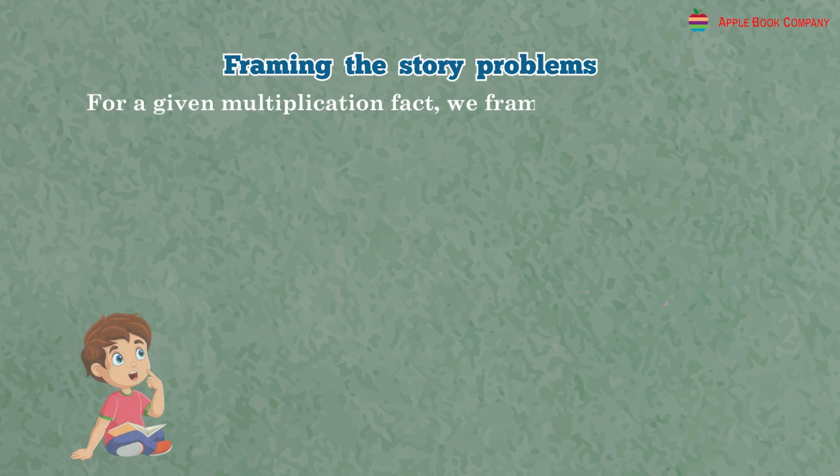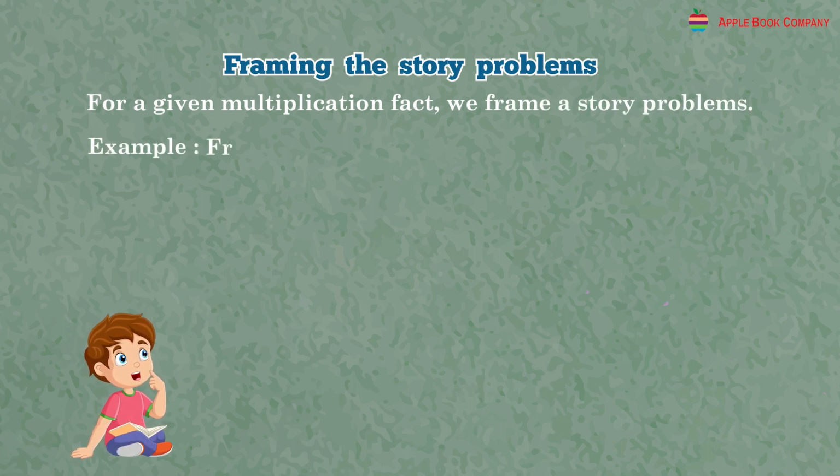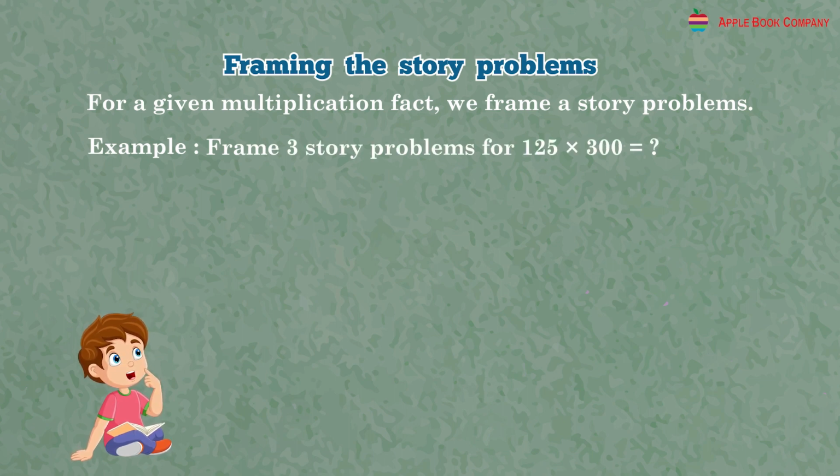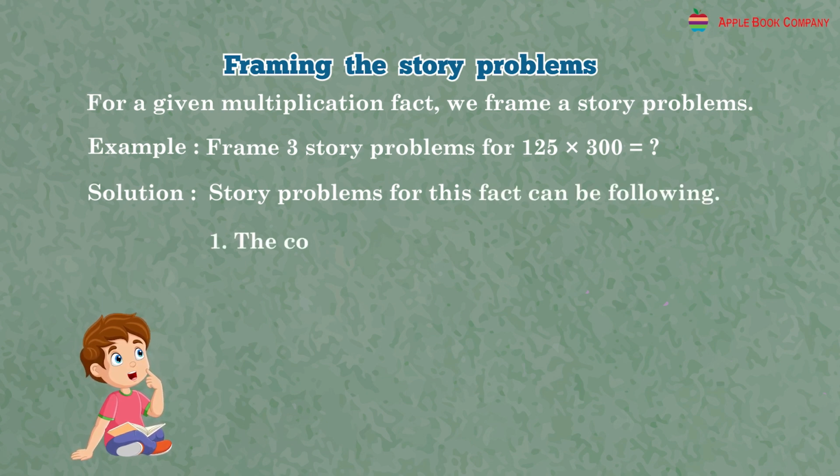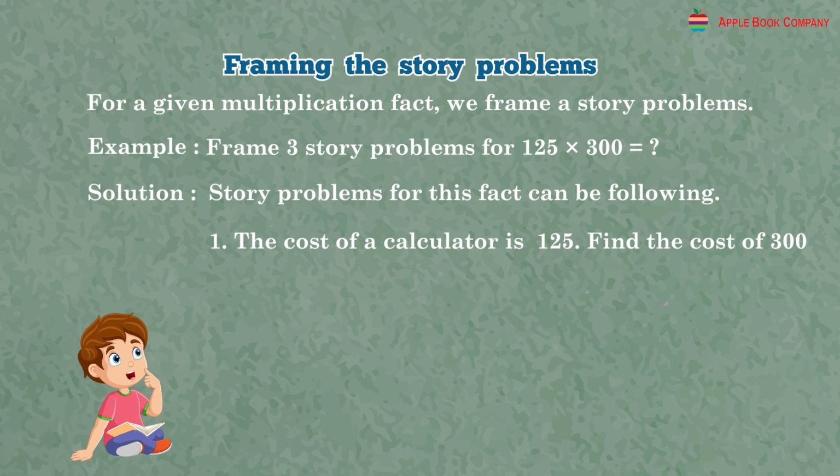Framing the story problems. For a given multiplication fact, we frame a story problem. Example: frame 3 story problems for 125 multiplied by 300. Story problems for this fact can be the following. The cost of a calculator is 125 rupees. Find the cost of 300 such calculators.